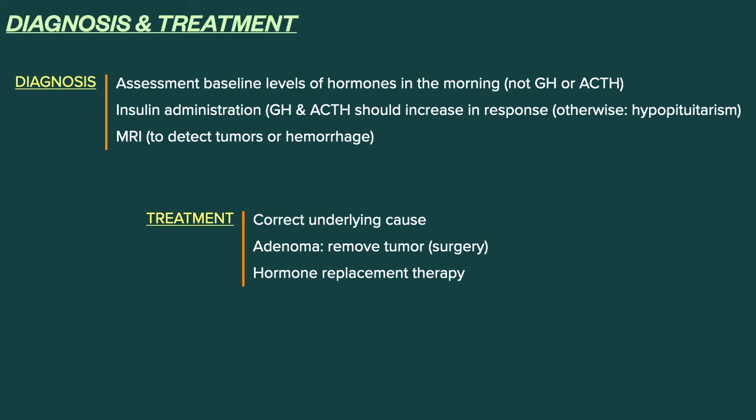Finally, MRI scans can help to look for possible causes of hypopituitarism like tumors or hemorrhage. The treatment is based on correcting the underlying cause. In case of an adenoma, surgery can be performed to remove the tumor, or hormone replacement therapy might be needed if the pituitary damage is severe.